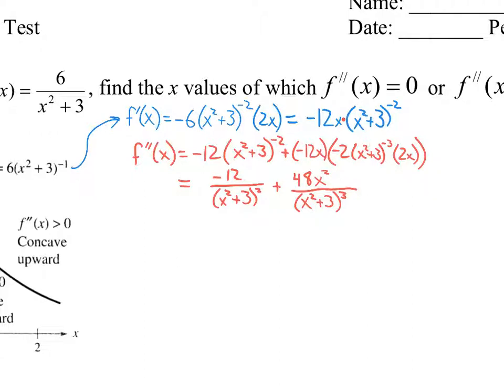Okay? So at this point, in order to solve for when this is equal to 0 or undefined, especially the equal to 0 part, I'm going to go ahead and get a common denominator. Because if I can get this as one fraction, then it equals 0 whenever the numerator is 0, and it's undefined whenever the denominator is 0. Okay, so I'm going to go ahead and do that here. To get a common denominator, I just need to multiply by x squared plus 3 over x squared plus 3. So now that's going to be cubed.